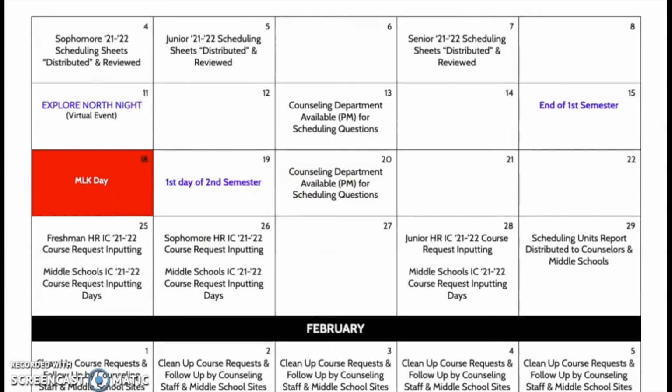What we're asking you to do this week is to go over, show and review the scheduling worksheets for your students. These worksheets are going to be used ultimately, as you'll see here on the calendar, the week of January 25th, when students are actually going to be inputting their requests into Infinite Campus. Now, the scheduling worksheets are just that. They're a worksheet, but it's really important that the students have looked at them and gone over them prior to putting their information into Infinite Campus. So let's take a brief look at those scheduling worksheets.